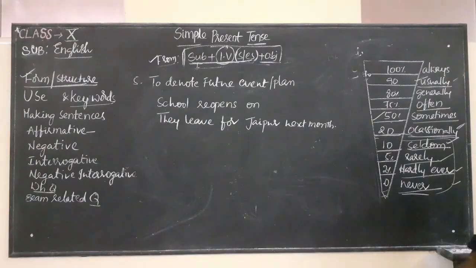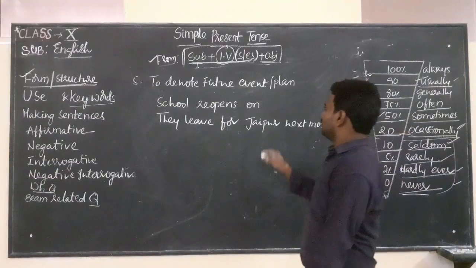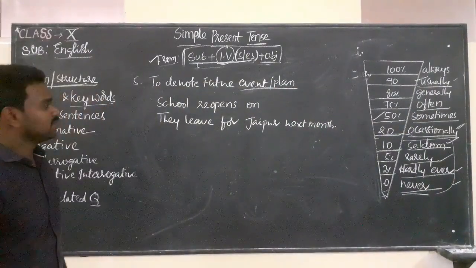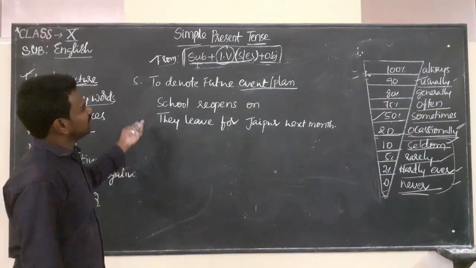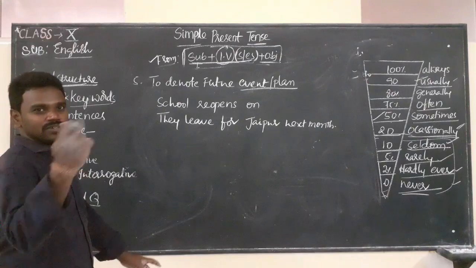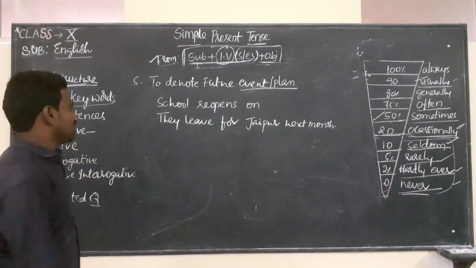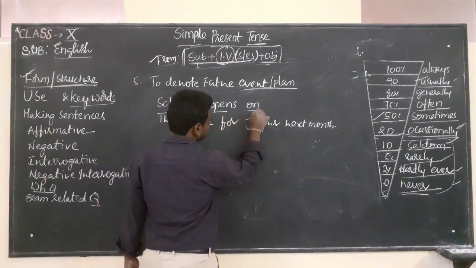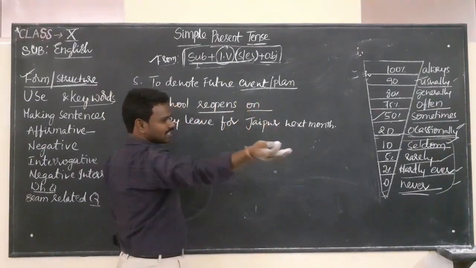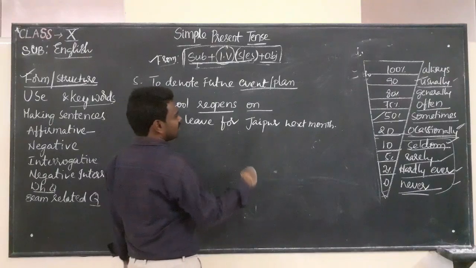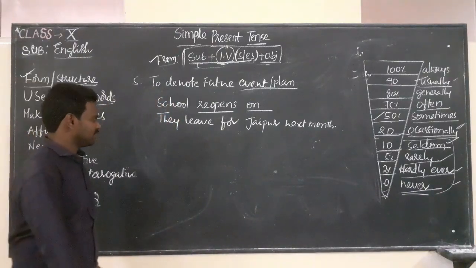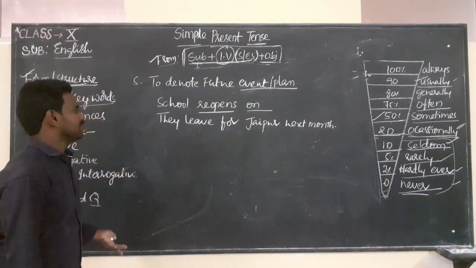The fifth point is to denote a future event or plan. Here we use simple present to indicate a future event or plan. Basically we can use simple future also. We will see the difference when I teach you simple future. School reopens on so and so date. Reopens. So in the future it happens. It's a planned event. School reopens maybe in the month of July, maybe in the month of June.